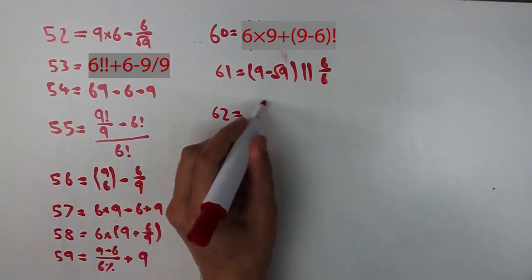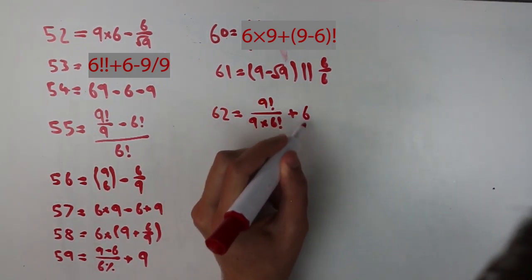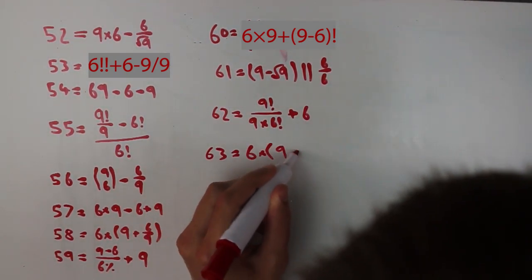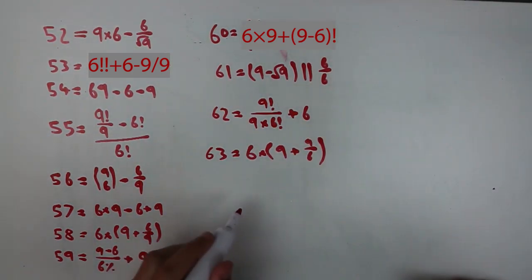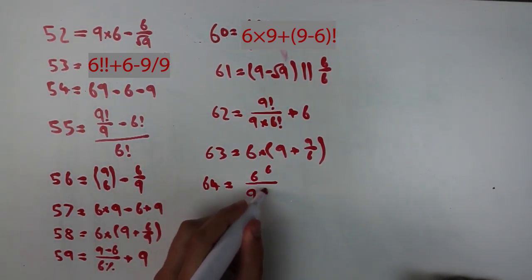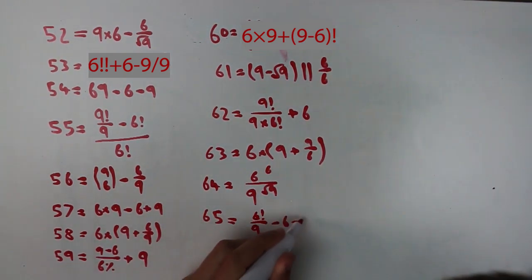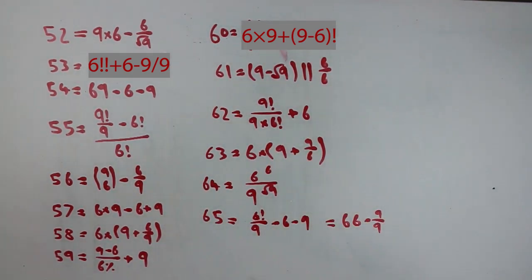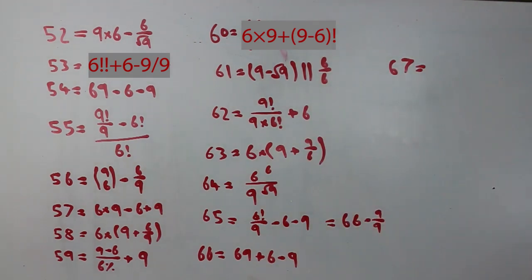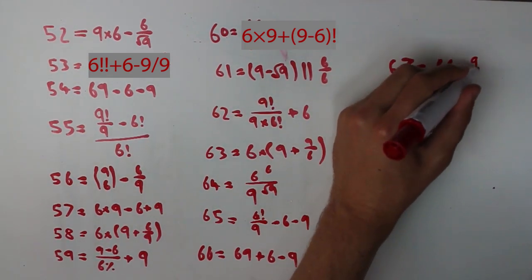62 is 9 factorial over 9 times 6 factorial plus 6. 63 is 6 times 9 plus 9 over 6 in brackets. 64 is 6 to the power of 6 divided by 9 to the power of root 9. 65 is 6 factorial over 9 minus 6 minus 9, or 66 minus 9 over 9. 66 is 69 plus 6 minus 9. 67 is 66 plus 9 over 9.